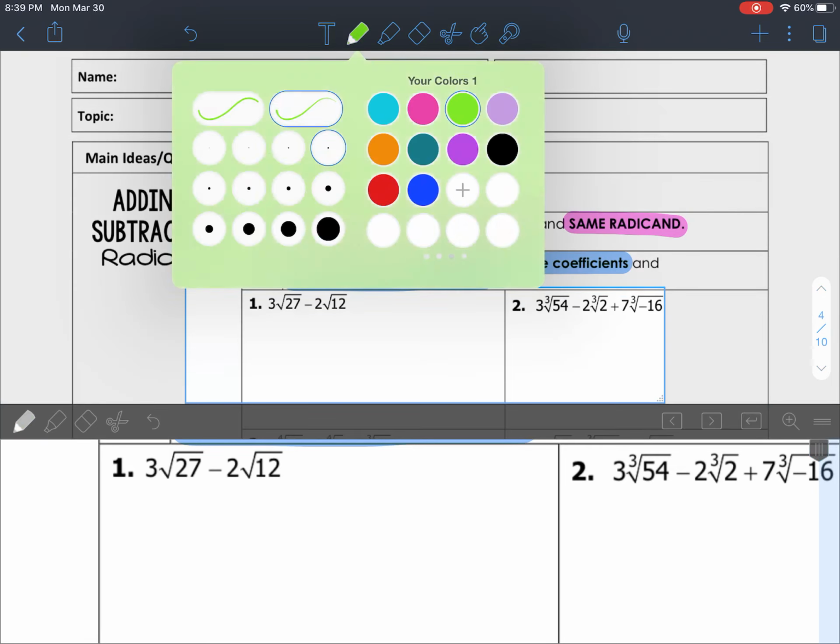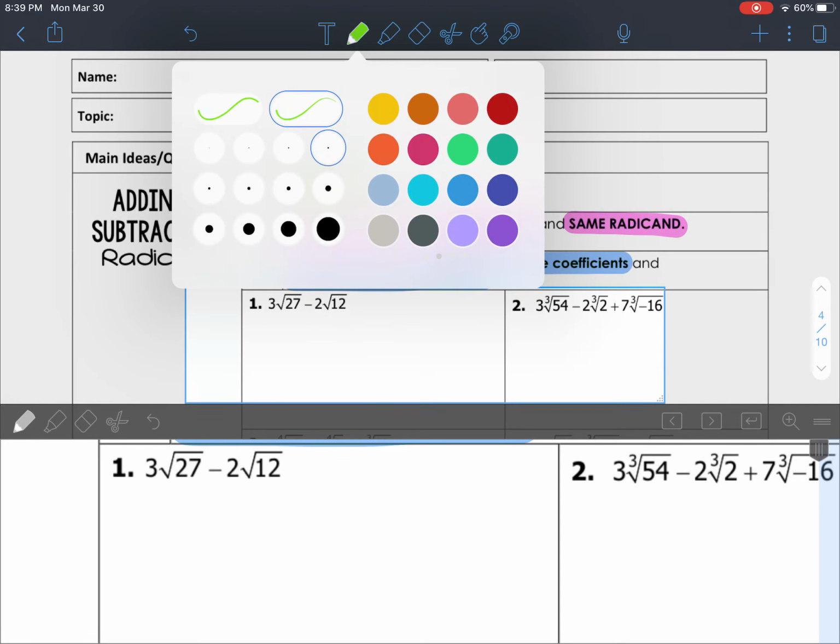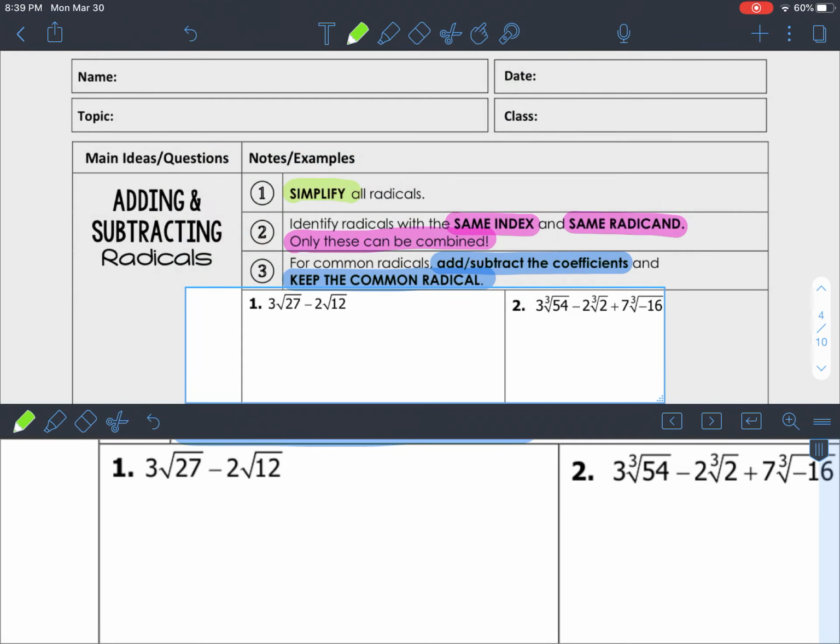So just like our first step said, I'm going to use a different green. Where are all my colors? Okay, perfect.